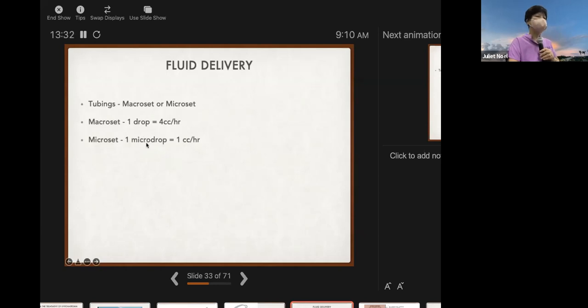So whereas the micro drip, it's 1 cc per hour. Okay. So when you order 10 drops using a macro set, that's actually delivering 40 cc per hour. Okay.